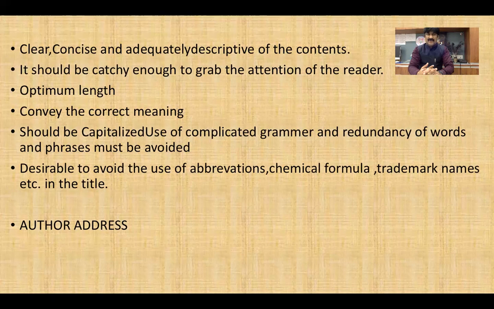Your research work is over, but when you go for publication as a research paper, you should select a clear, concise and adequate description of the content. It should be catchy enough to grab the attention of the reader. It should be of optimum length and convey the correct meaning, should be capitalized, and complicated grammar and redundancy of words or phrases must be avoided. It is desirable to avoid the use of abbreviations, chemical formulas, trademark names, etc. in the titles, and then the author's address.